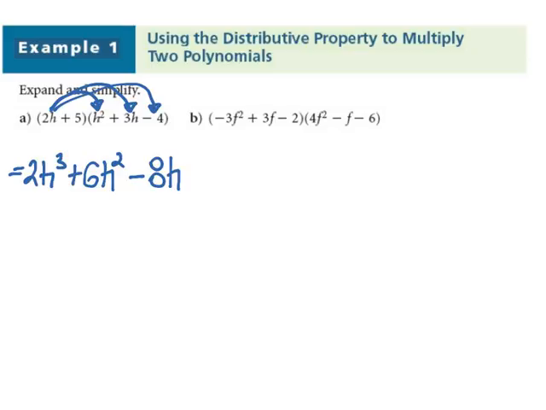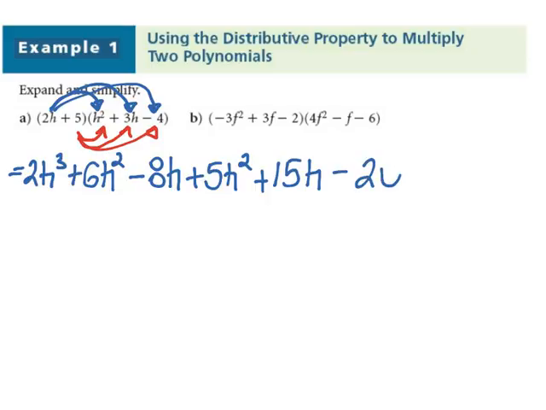Now we're going to distribute by multiplying the second term by everything else in the second polynomial. 5 times h squared is positive 5h squared. 5 times 3h is 15h. And 5 times negative 4 is negative 20.